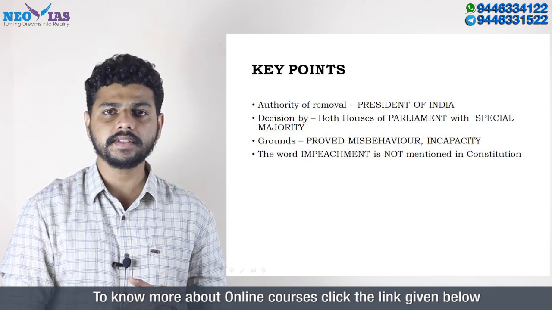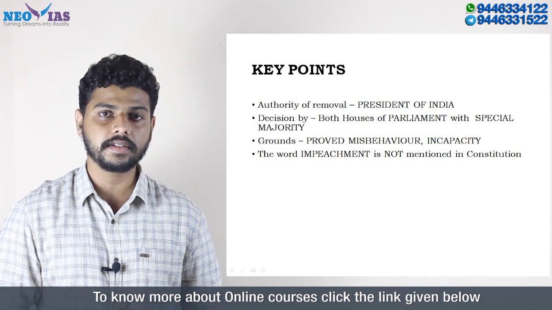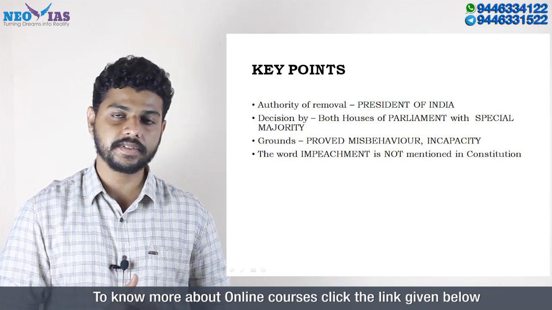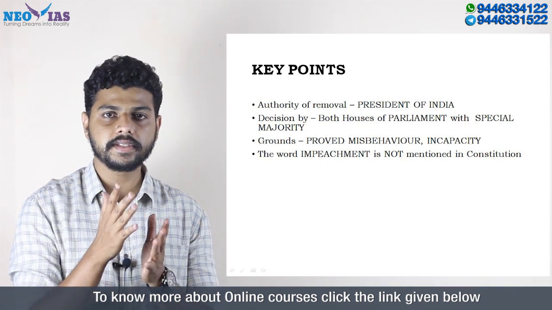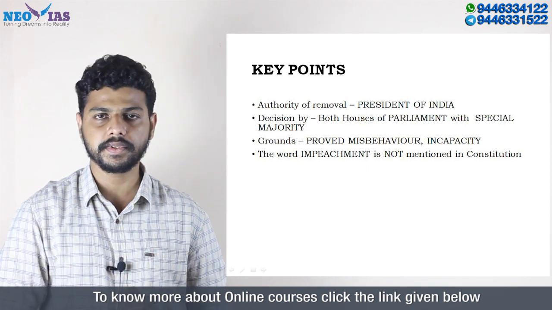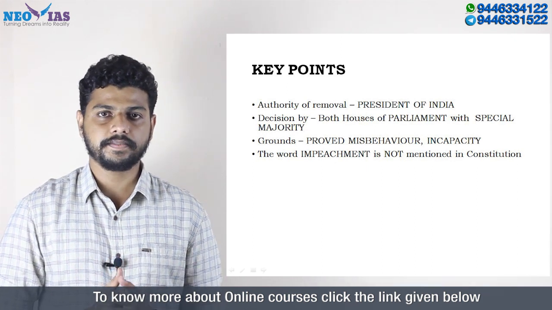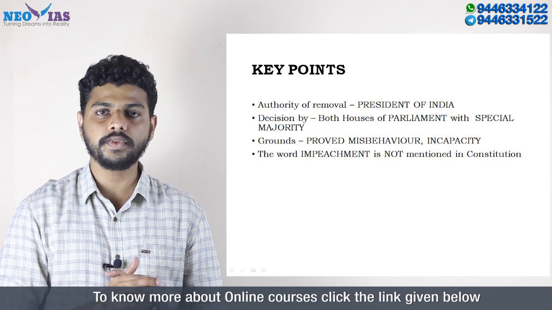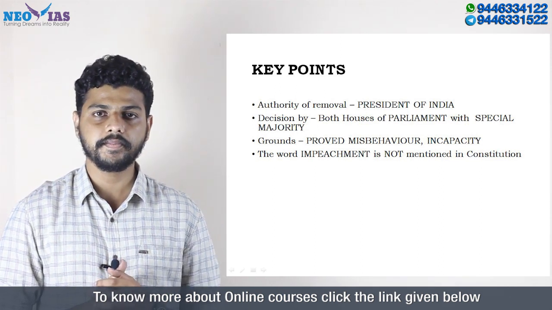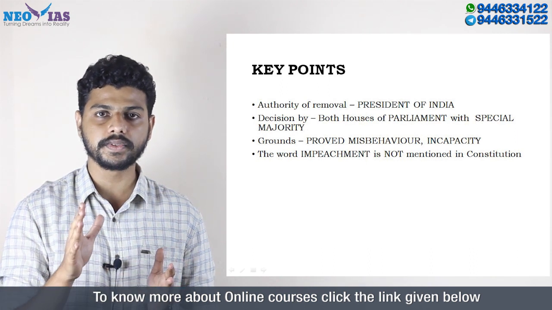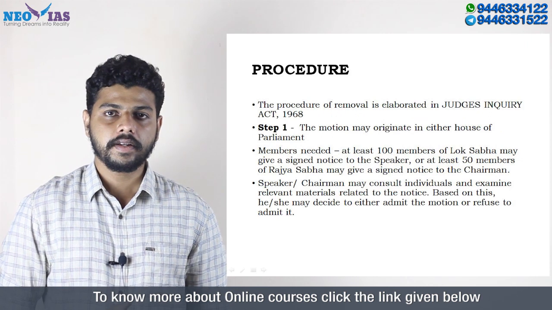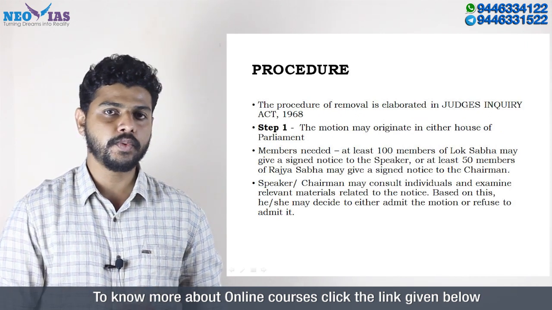So the key points which we find from the articles are: one is the authority, it is the President. Next is the decision, it is made by the Indian Parliament with a special majority. And the next is the grounds, they are proved misbehavior and incapacity. And also, as I said earlier, the word impeachment is not used in the Indian Constitution regarding the removal of a judge. Now let's move on to the procedure of removal.